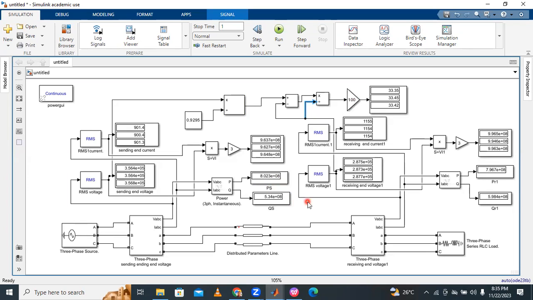In this way, the long transmission line can be designed by using MATLAB Simulink. Okay, understood? That's it for long transmission lines.